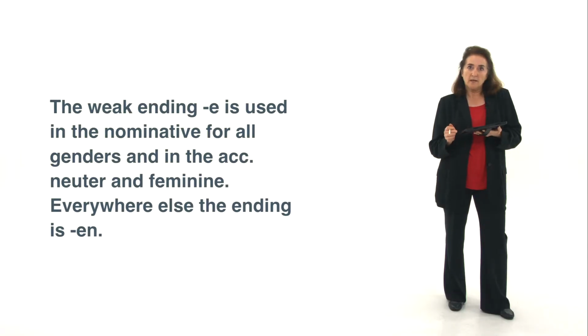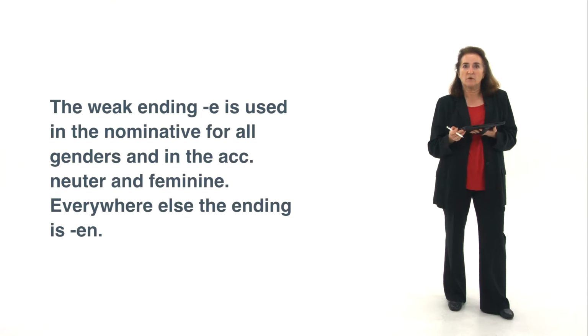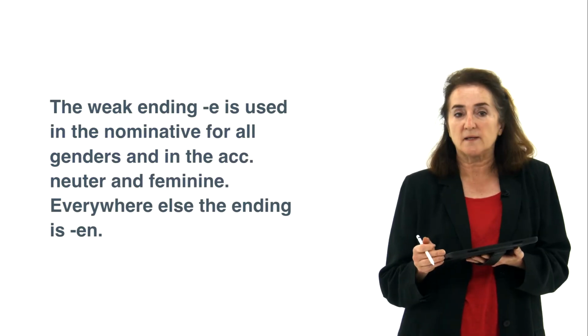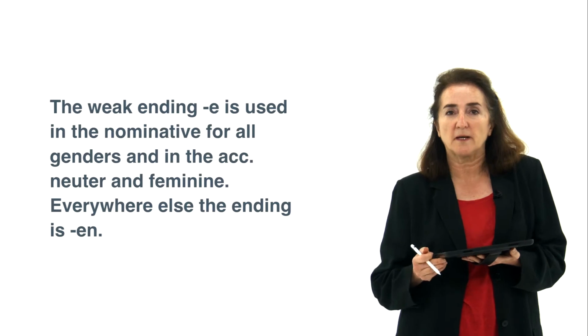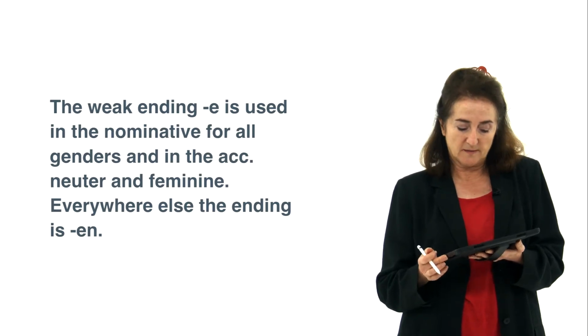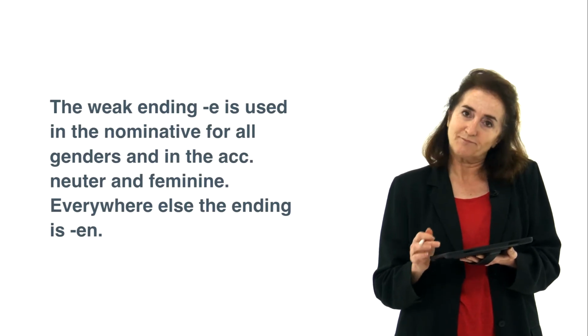Weak ending e, or e in English, e auf Deutsch, is used in the nominative for all genders. I already said that several times. And also in the accusative neuter and feminine. So everywhere else the ending is en, which refers back to what we just looked at, the previous chart.